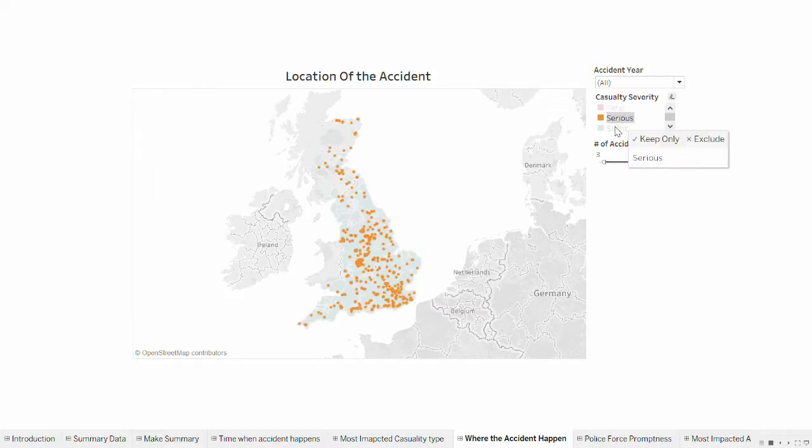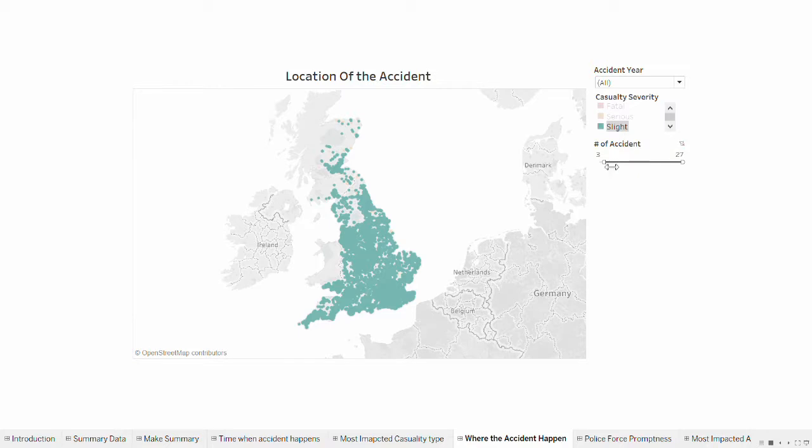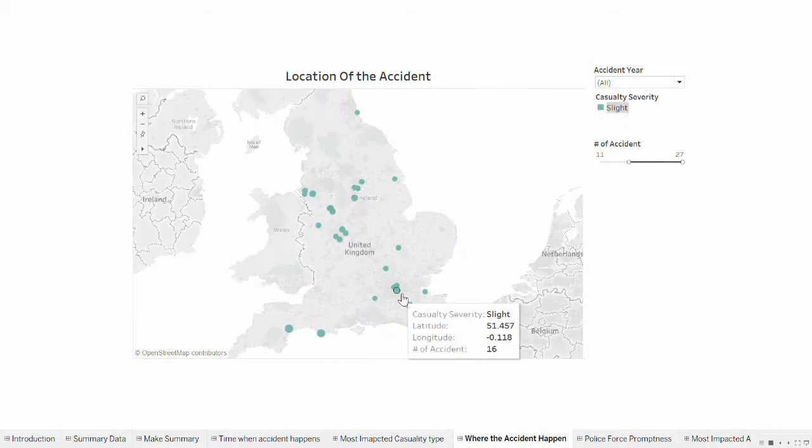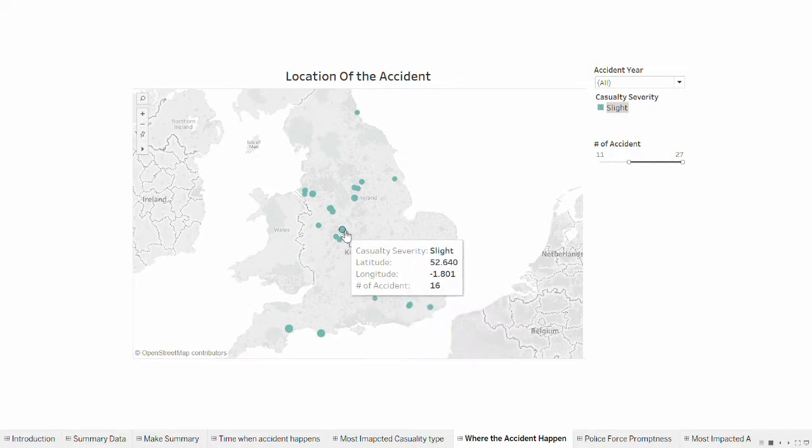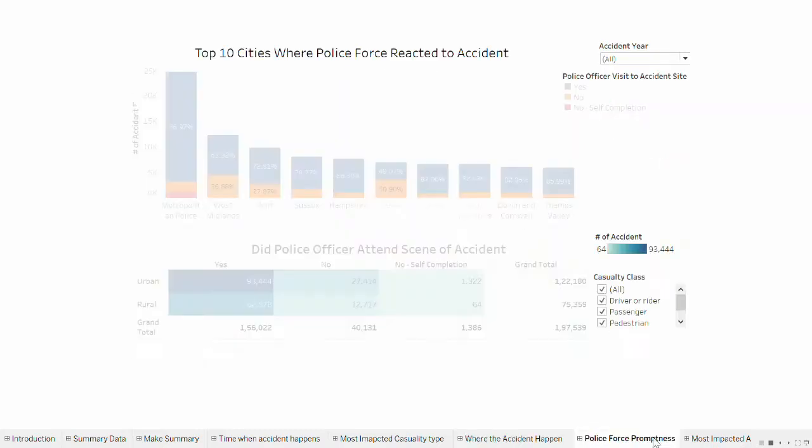Similarly, if you want to focus on serious or slight accidents, let's say I want to see slight accidents with more than 11 accidents at a point. So if you see here, these are the points where we had 12 accidents or 16 accidents, but those were slight accidents. But this is just a way of looking at the data.